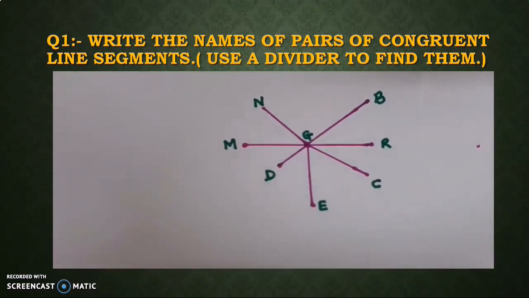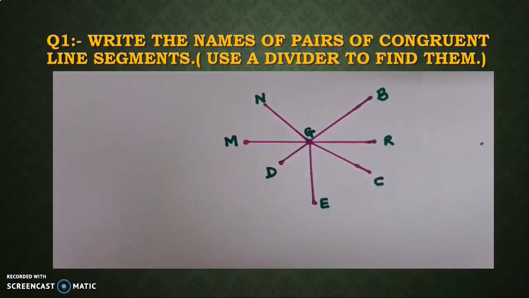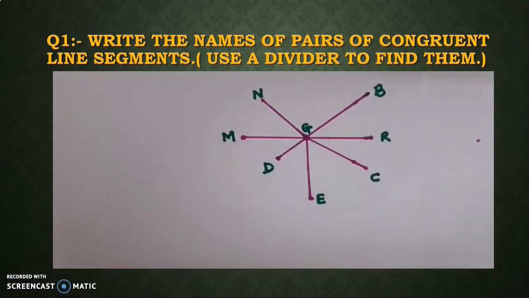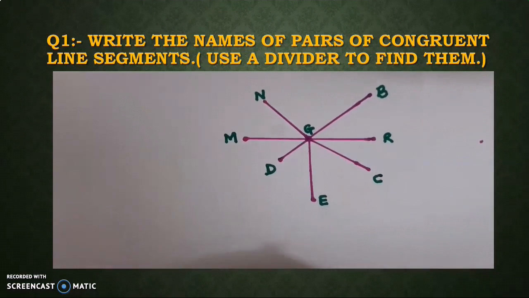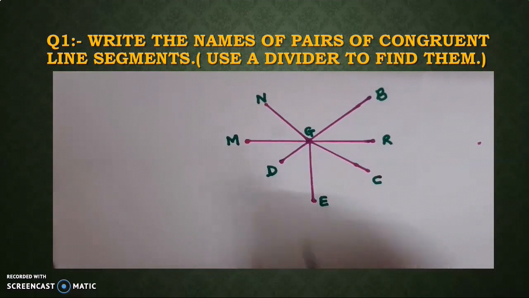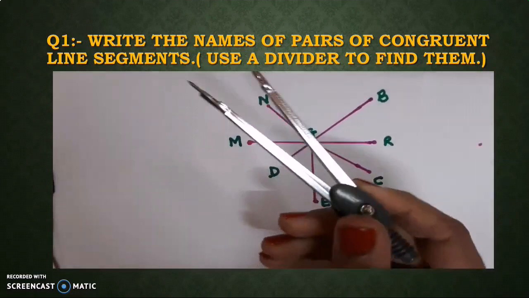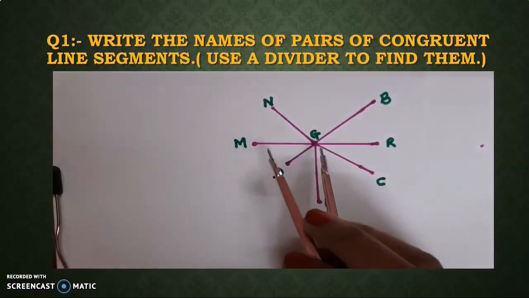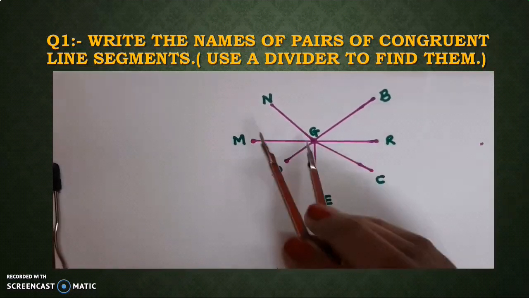First question is, write the names of pairs of congruent line segments. For this it is given, use a divider to find them. Now congruent segments, we have seen the definition, segments which have the same length. Now we have to use a divider. This instrument is nothing but a divider. So how will we measure the length of these segments with the help of a divider?